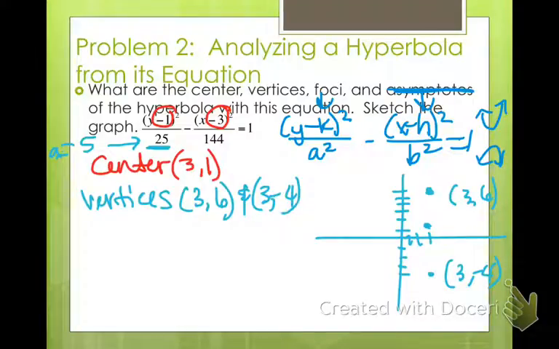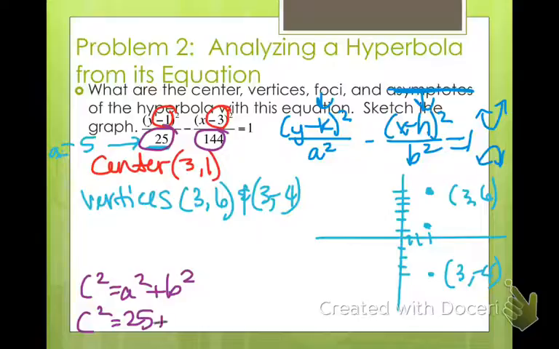Then we also need to find the foci. So to find the foci, with a hyperbola, you use c squared equals a squared plus b squared. So you take these two values, these are already a squared and b squared, and you add them together. So 25 plus 144 is 169. Take the square root of that, and you get 13.